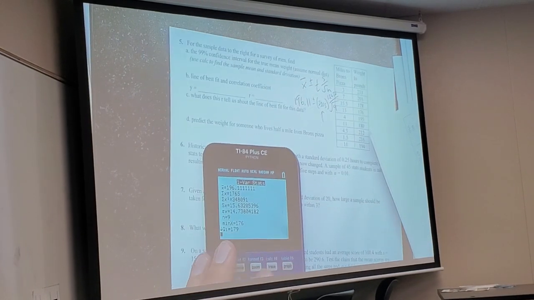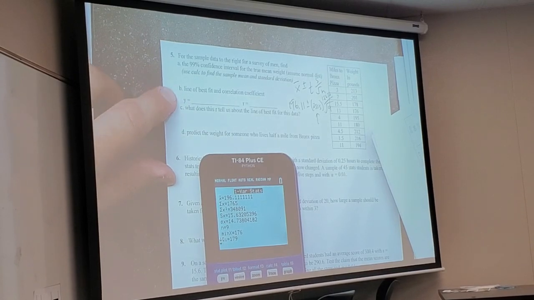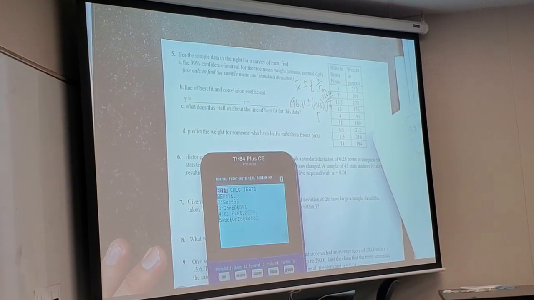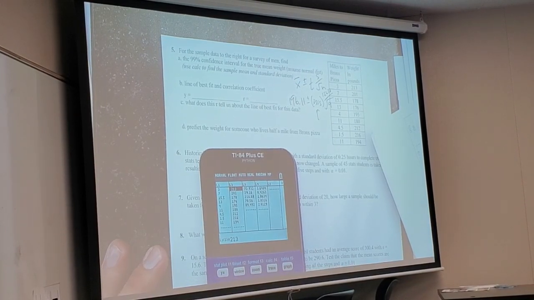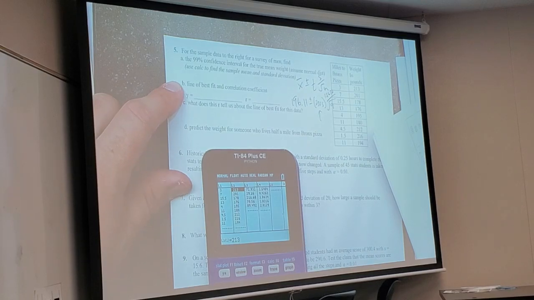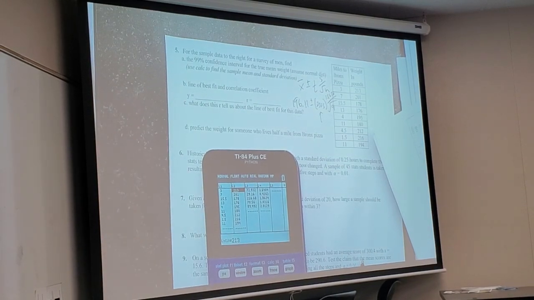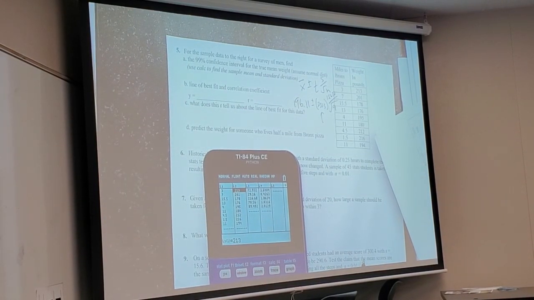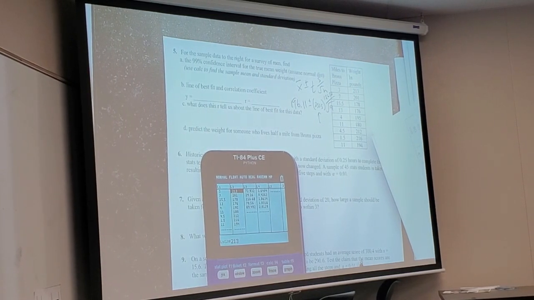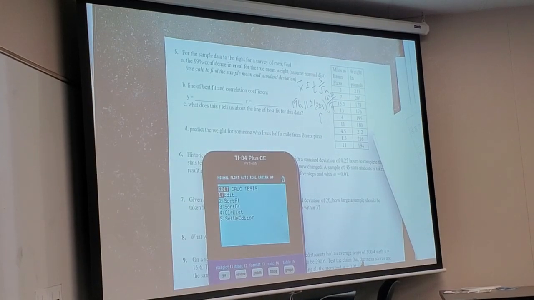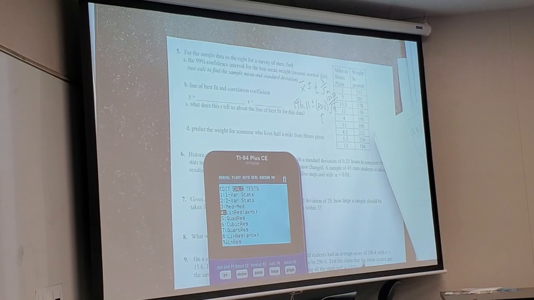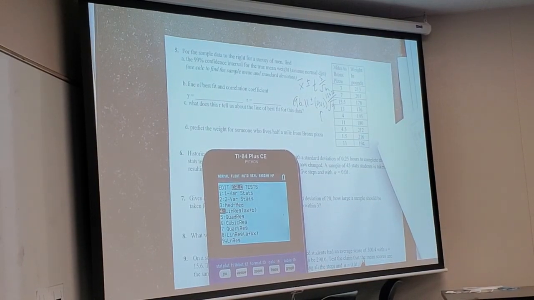Okay, so let's actually do the rest of it, the more recent stuff here. I've got my data in here already. Where do I go to get Part B answered? Yeah, stat, calc, linreg. I use number 4. You can use 8 if you want to. Be all weird about it.